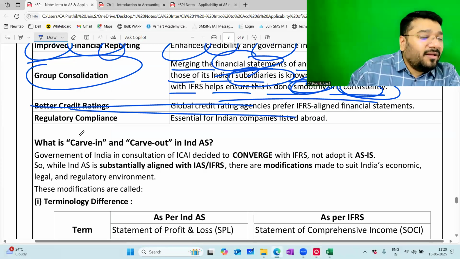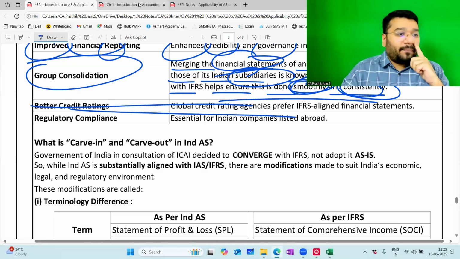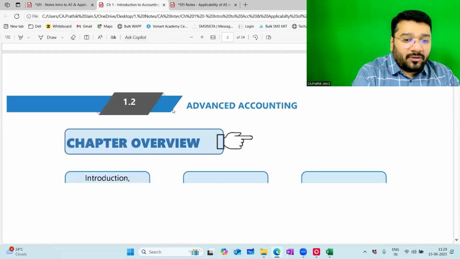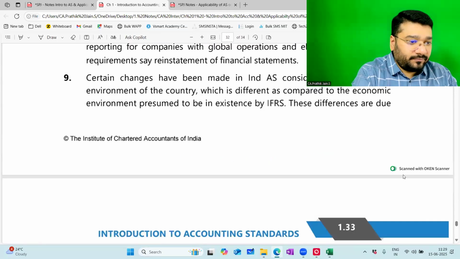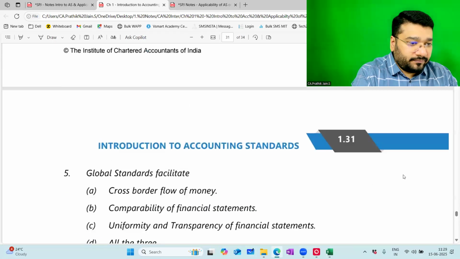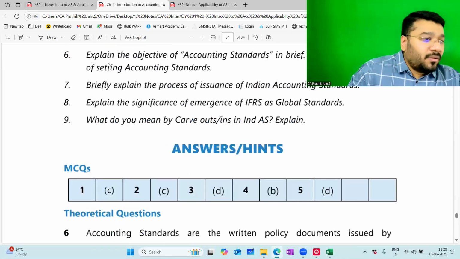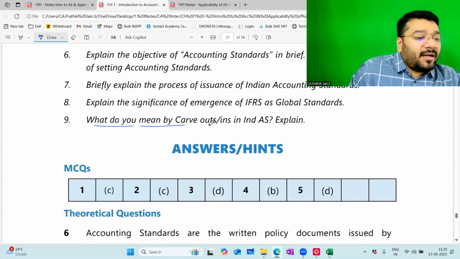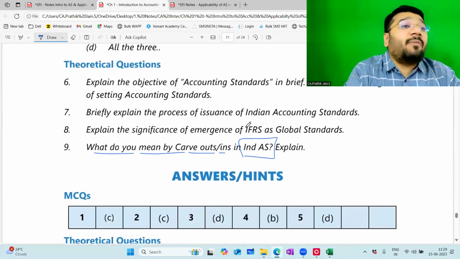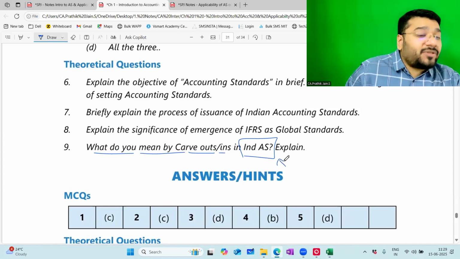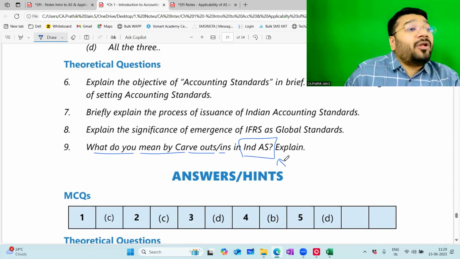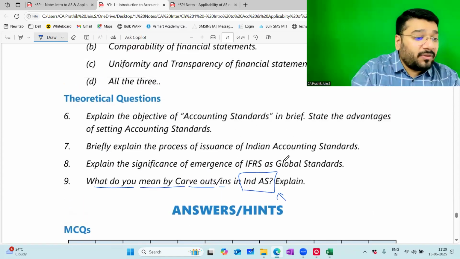Now, you have a question. Can you flip your textbook? Go to the book back questions. What do you mean by carve out and carve in Ind AS? Ind AS is applicable to you at what level? CA final level. But you have a question based on this, which means to some extent they have covered the topic in your inter also, which I have discussed now.